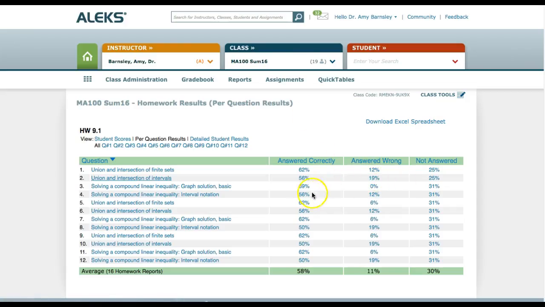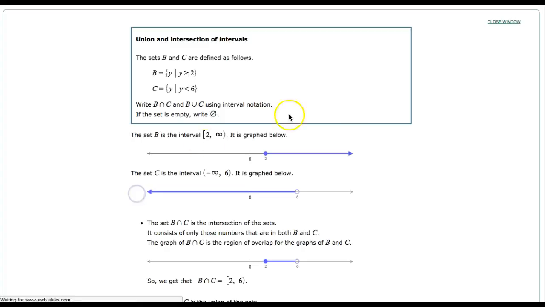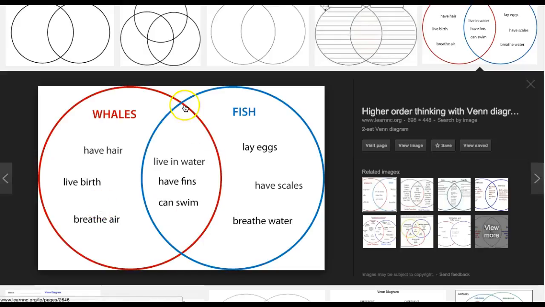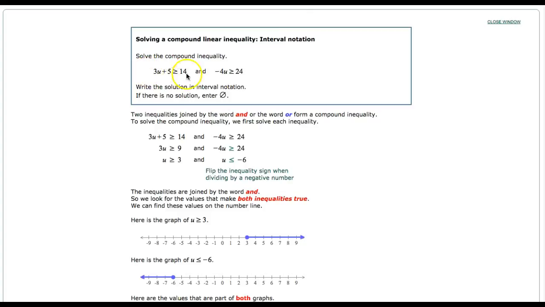Okay, now let's take a look at problem number 4, because 12% of the people missed that one. This is solving a compound linear inequality. So go back and picture that Venn diagram here. You've got one set and you have another set. Set 1 is this one, and you're going to solve that right here by subtracting the 5, dividing by 3, and you get all the items that are greater than or equal to 3. This is the first set. This is the other set. Like this is whales, this is fish.